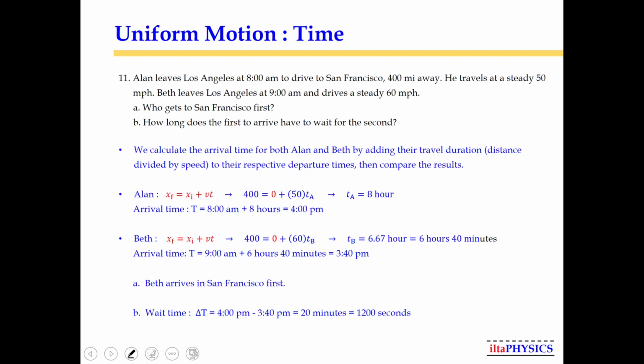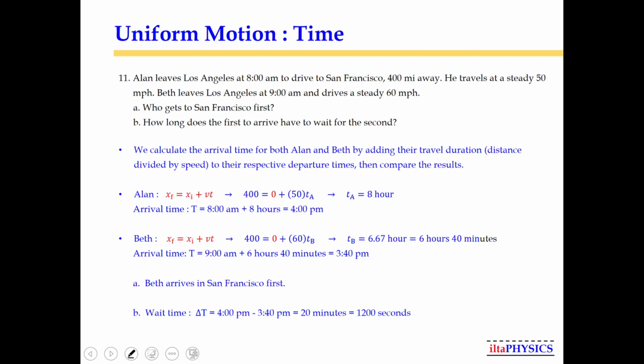If we call his travel time T_A and plug it into the formula, the final position is 400 miles and the initial position is 0. Since the speed is 50 miles per hour, we set it up like this: 400 equals 0 plus 50 times T_A. Solving this, it takes Alan 8 hours to travel 400 miles. Since Alan's departure time was 8 a.m., adding 8 hours of travel means he arrives at 4 p.m.